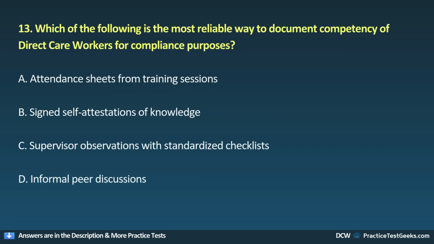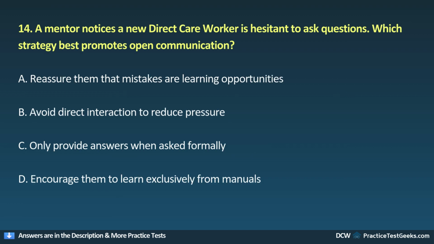13. Which of the following is the most reliable way to document competency of direct care workers for compliance purposes? A. Attendance sheets from training sessions. B. Signed self-attestations of knowledge. C. Supervisor observations with standardized checklists. D. Informal peer discussions.